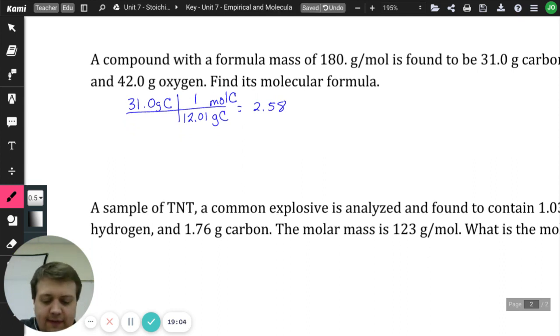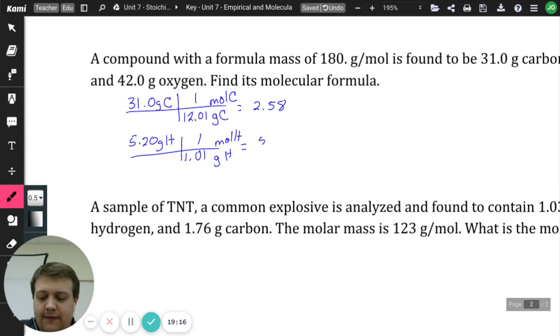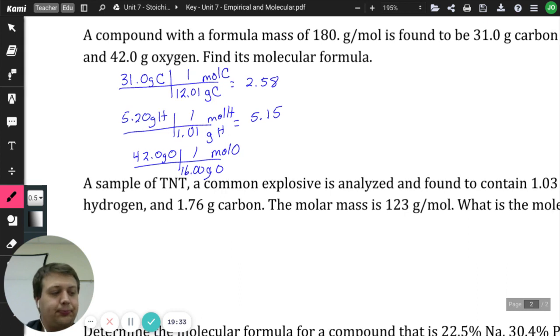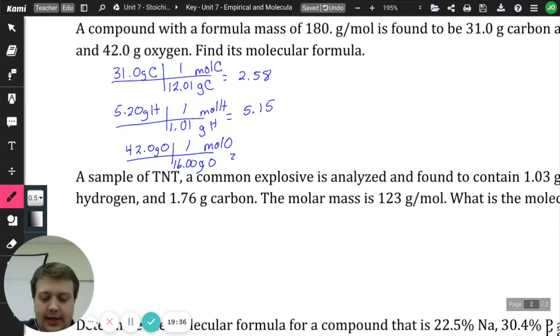We're going to do the same thing with our hydrogen. So we were given 5.20 grams of hydrogen. We're going to go from grams of hydrogen into moles of hydrogen. Again, using our molar mass, 1.01. Plug that in, we get 5.15. And then we do 42.0 grams of oxygen. Convert that into moles of oxygen. 1 mole is 16.00 grams. Solve for that, I get 2.63.